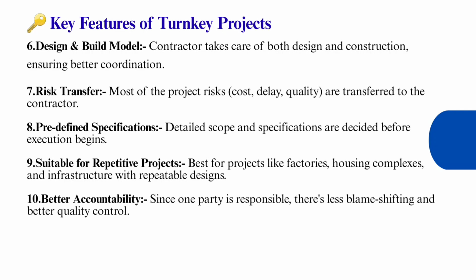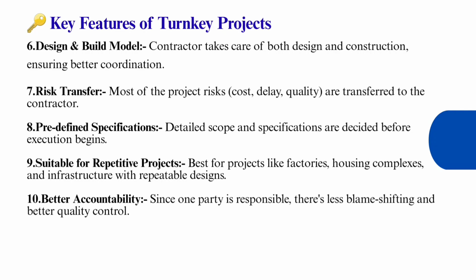The next point is risk transfer. Most of the project risks are transferred to the contractor only. The next feature is predefined specifications. Detailed scope and specifications are decided before execution begins. The next point is suitable for repetitive projects. Best for projects like factories, housing complexes, and infrastructure with repeatable designs. The next point is better accountability. Since one party is responsible for everything, there is less blame shifting and better quality control. So these are the different key features of a turnkey project.